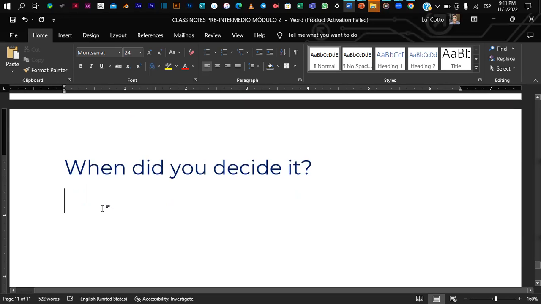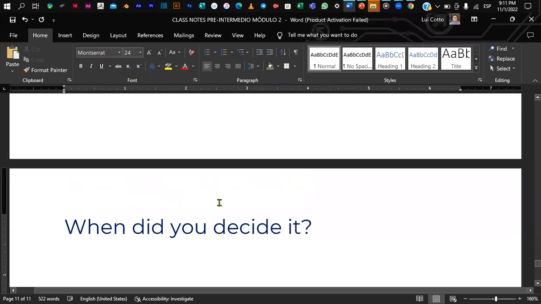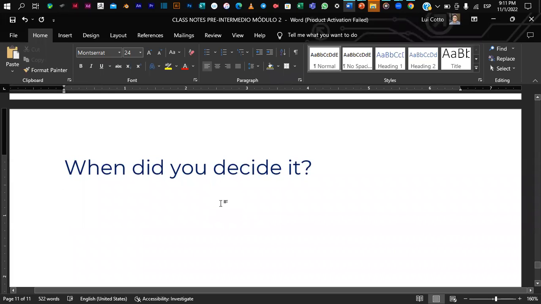¿Cómo se dice? How do you say? Hace ya hace algún tiempo. Okay, but subject, verb, and the complement. Remember, subject and verb complement. The subject is? I. The verb? I decided.